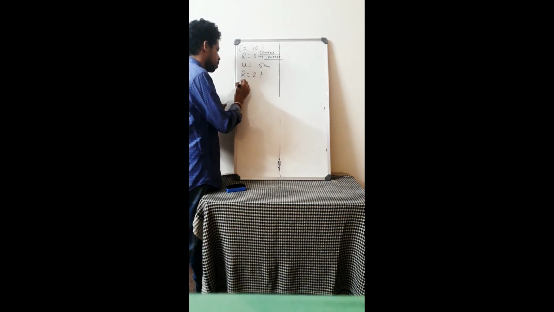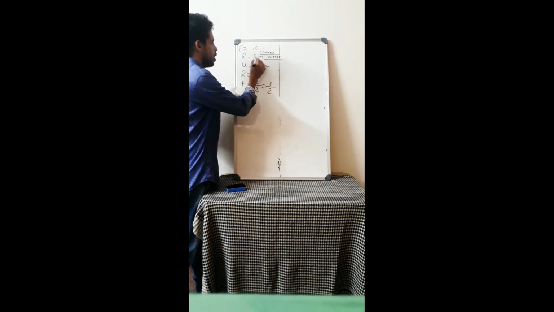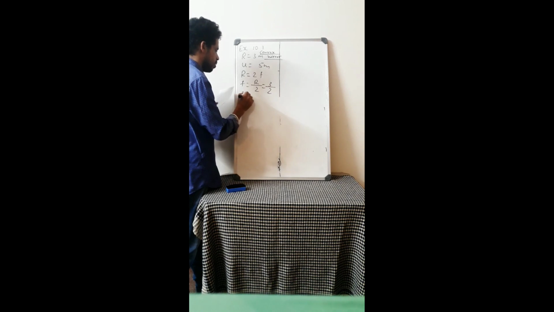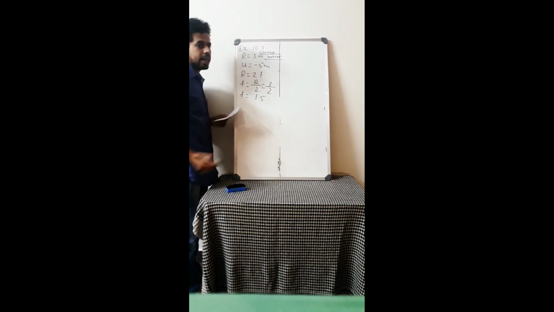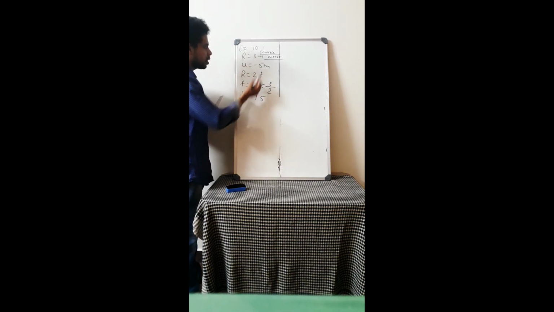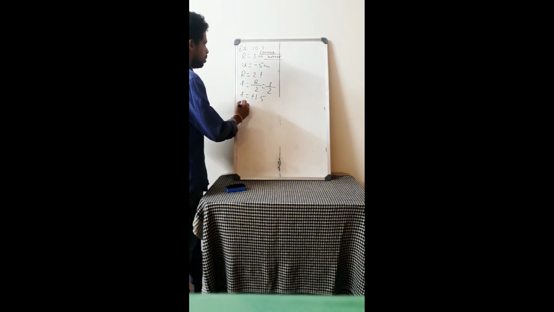So R is equal to 2F, we have F is equal to R by 2. So R is 3 by 2, R is given here in the question, 3 by 2, so we will get it as 1.5. Now we have to take care of sign convention. So u is always negative, so you can write minus. F, since it is convex, is positive here. Now you can apply the mirror formula.